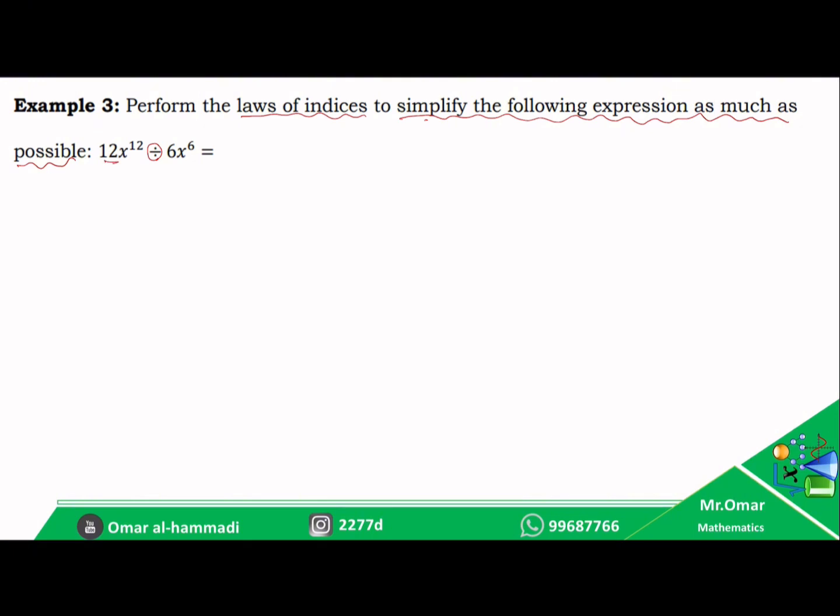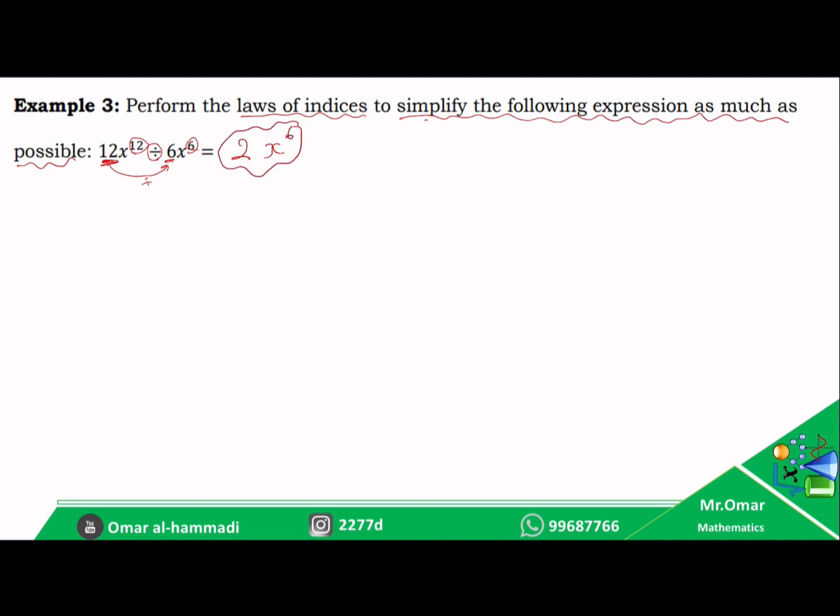But here we have two numbers. We have first to divide the two numbers. 12 divided by 6 will give us 2. And then we have to write only x. We will subtract 12 minus 6, it will give us only 6. So this is the result.